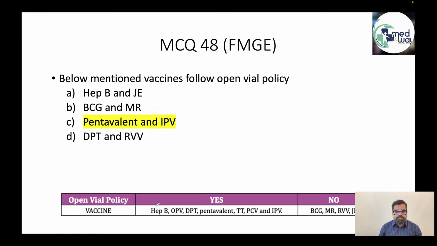Please remember, in a simple way, all liquid vaccines generally follow open vial policy. All lyophilized vaccines, or vaccines in powder form, for example BCG, measles, rubella, Japanese encephalitis, don't follow open vial policy because they have to be reconstituted with a diluent and they have to be used within 4 hours. So BCG, measles, rubella, JE and rotavirus vaccine don't follow open vial policy. Rest others follow open vial policy.